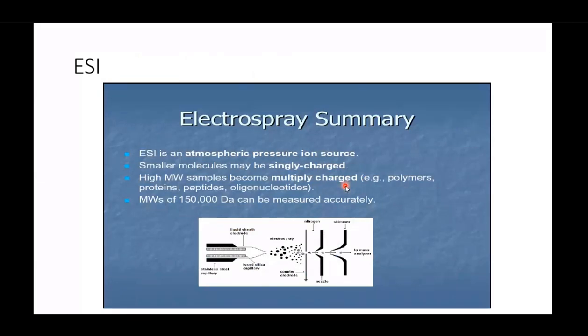Smaller molecules may be singly charged. High molecular weight samples become multiply charged, like proteins, and molecular weights up to 150,000 Daltons can be measured accurately. So not only small pharmaceutical molecules, it can be used for peptide-based pharmaceutical compounds and protein-based pharmaceutical compounds, so LCMS can be used for all types of compounds.